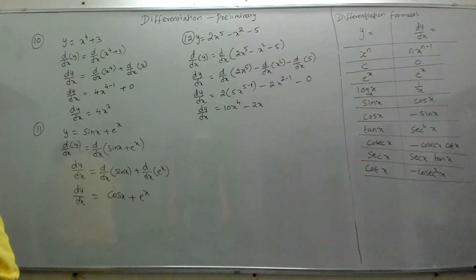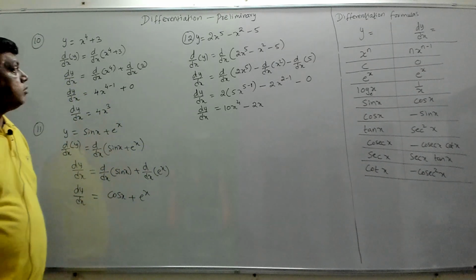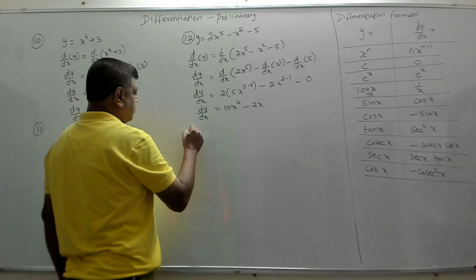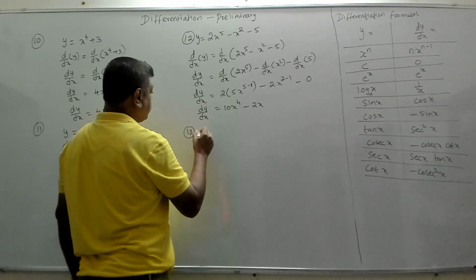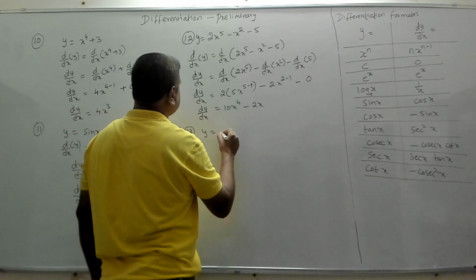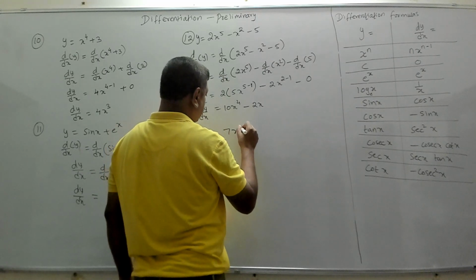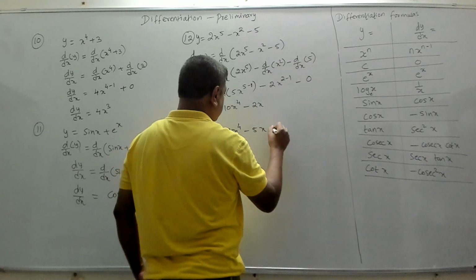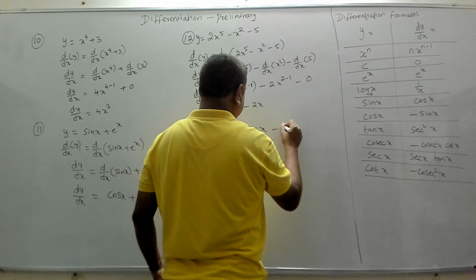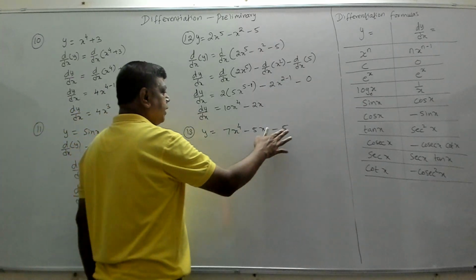Fine. So now the next one, sorry, the 13th one, after 12 it is 13. So y is equal to, suppose we will say, 7x power 4 minus 5x minus 5, right? Or we'll put some other number, minus 7.